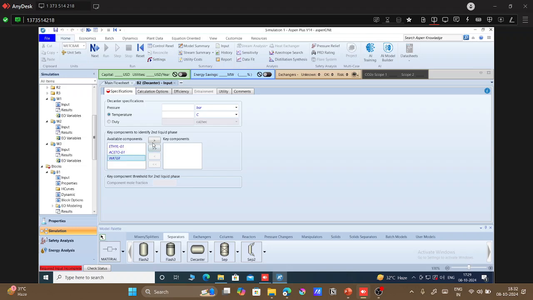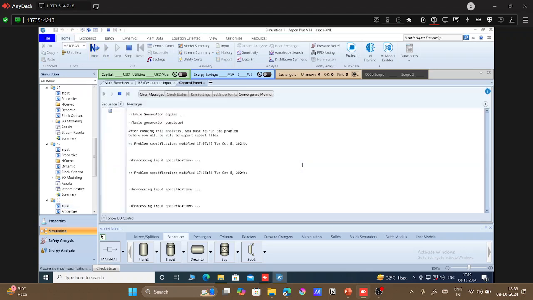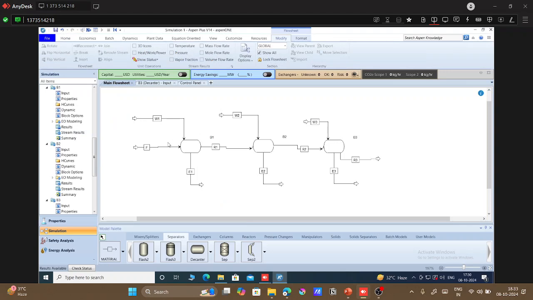So add water as a key component in all the decanters. Pressure and temperature conditions are same for all of them. Okay. So once added, just run the simulation. Results are available, and there are no errors. So first let's see what is happening in decanter 1.